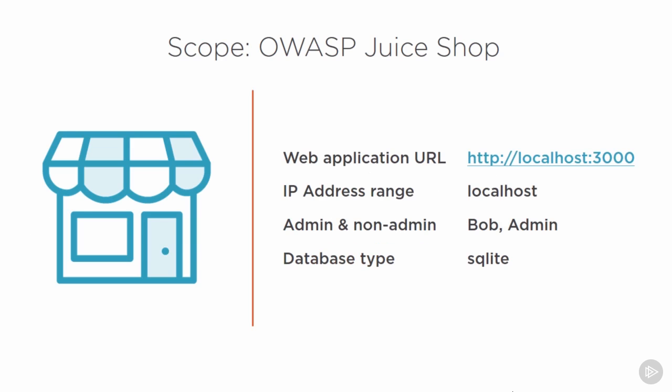So for this course, we will be pen testing the OWASP Juice Shop. Our URL for the OWASP Juice Shop is going to be localhost port 3000. Our IP range, of course, is going to be confined to our local machine, and we will be using two authenticated accounts: Bob, who's a regular user, and then, of course, admin. Now, the database type that is used for the OWASP Juice Shop is SQLite.